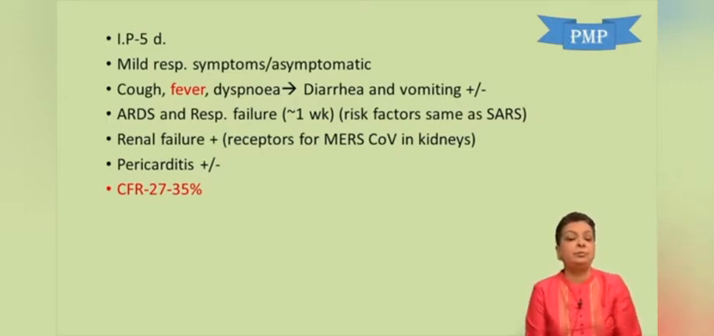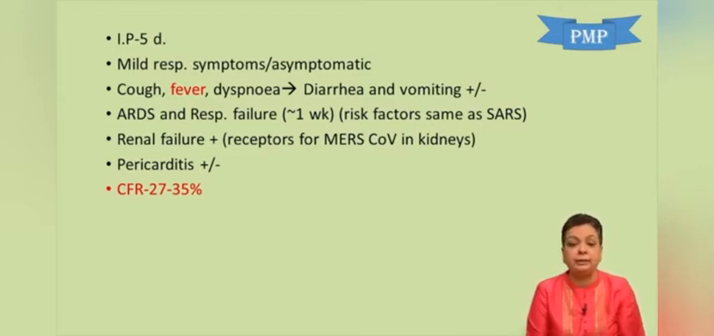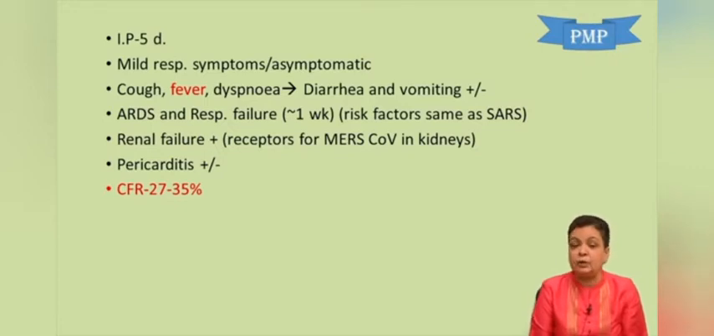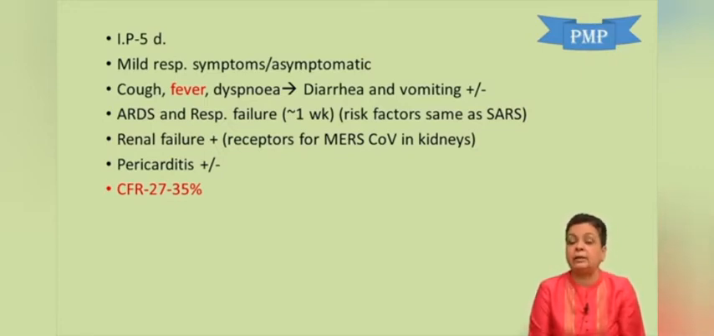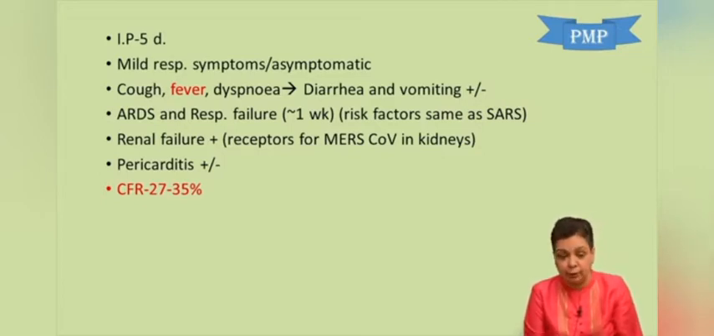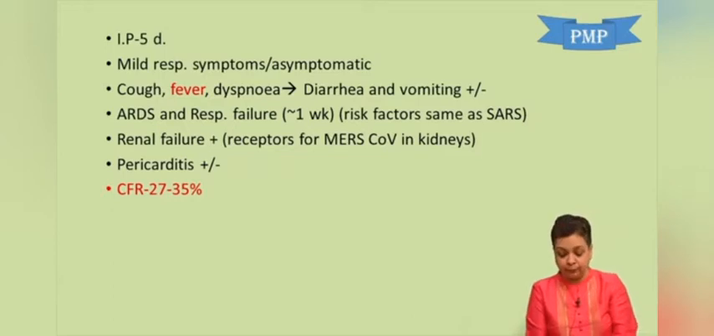Mild respiratory symptoms or asymptomatic cases may be seen, but patients who are symptomatic develop cough, fever, dyspnea associated with diarrhea and vomiting. ARDS and respiratory failure develop in 1 week. Risk factors are the same as for SARS coronavirus. Renal failure is often seen because MERS coronavirus receptors are also located in kidneys. Pericarditis has also been reported in some patients. Fatality rates range from 27 to 35%.